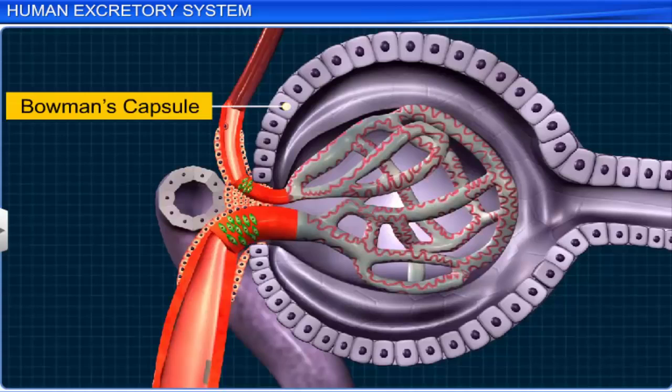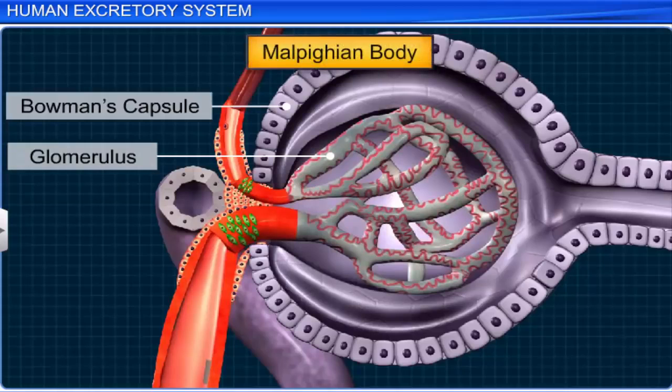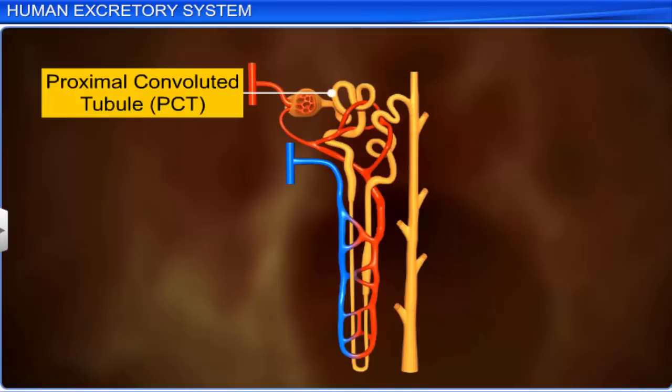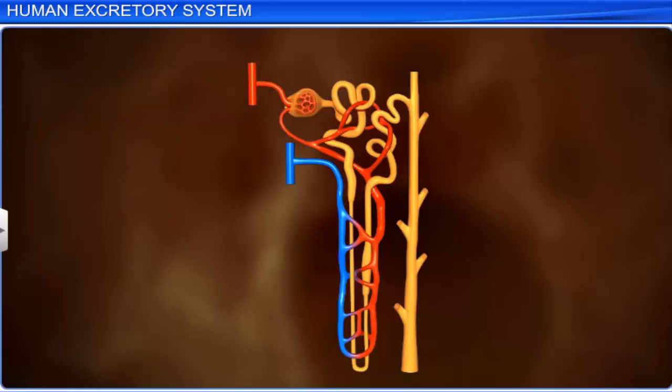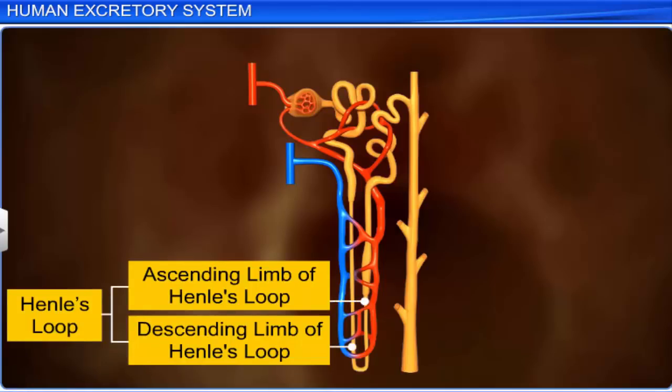The Bowman's capsule is a double-walled funnel-shaped structure that encloses the glomerulus. It collects the glomerular filtrate. The Bowman's capsule, together with the glomerulus, is called the Malpighian body or renal corpuscle. The Bowman's capsule opens into the proximal convoluted tubule, a highly coiled structure, and is followed by a hairpin-shaped loop called Henle's loop. Henle's loop has a descending limb and an ascending limb.